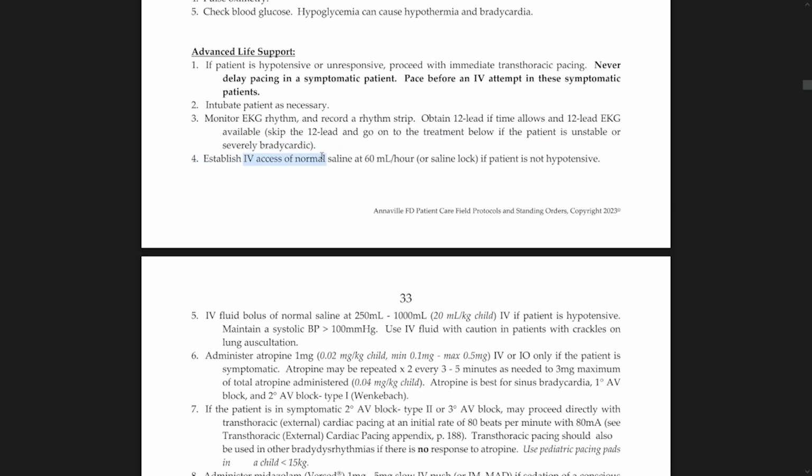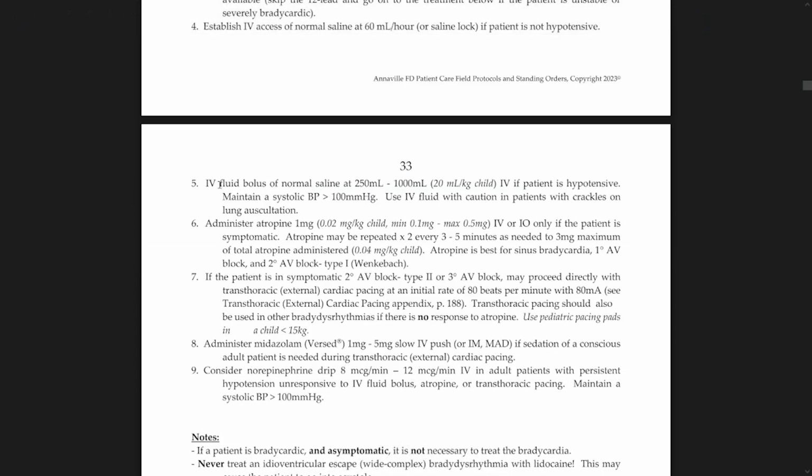Establish IV access with normal saline if the patient is not hypotensive. If they are hypotensive, you can administer an IV fluid bolus of 250 to 1,000 mLs. You want to maintain their systolic blood pressure greater than 100 millimeters of mercury. Use IV fluid with caution in patients with crackles on lung auscultation.